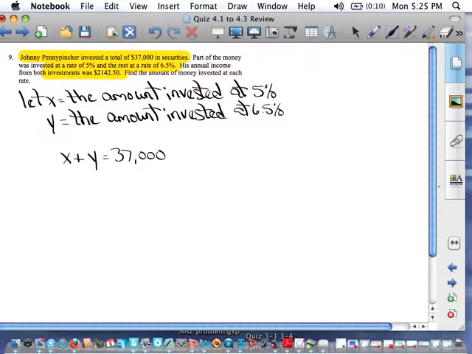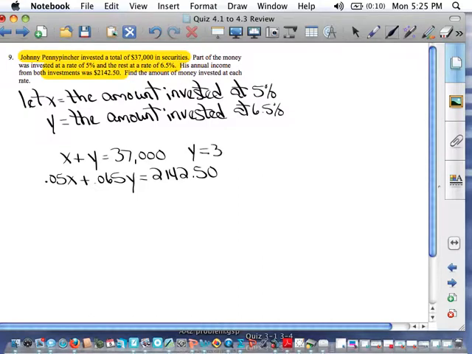The next equation comes from using the rate or the return. So I have 0.05, 5% of the amount invested at 5%, plus 0.065 times the amount invested at 6.5% is equal to the total amount that he received as interest, which is $2,142.50. This one is easy if you just solve the first one for Y.